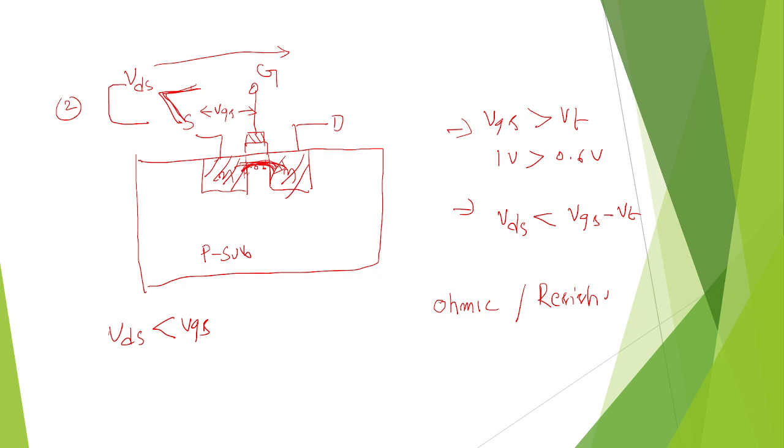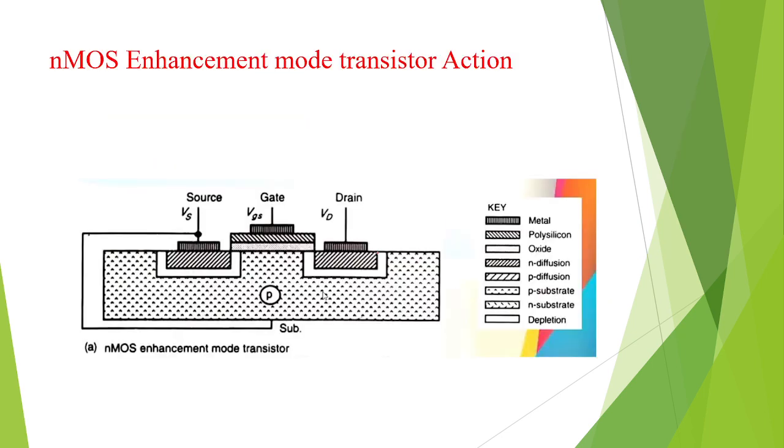The channel is formed. There is a chance for the current to flow, but there is no flow because of insufficient VDS. The current will flow sufficiently when VDS is greater. So this is the second case, VDS less than or equal to VGS minus VT. Because of insufficient VDS, the current will not flow. This region is called ohmic or resistive.